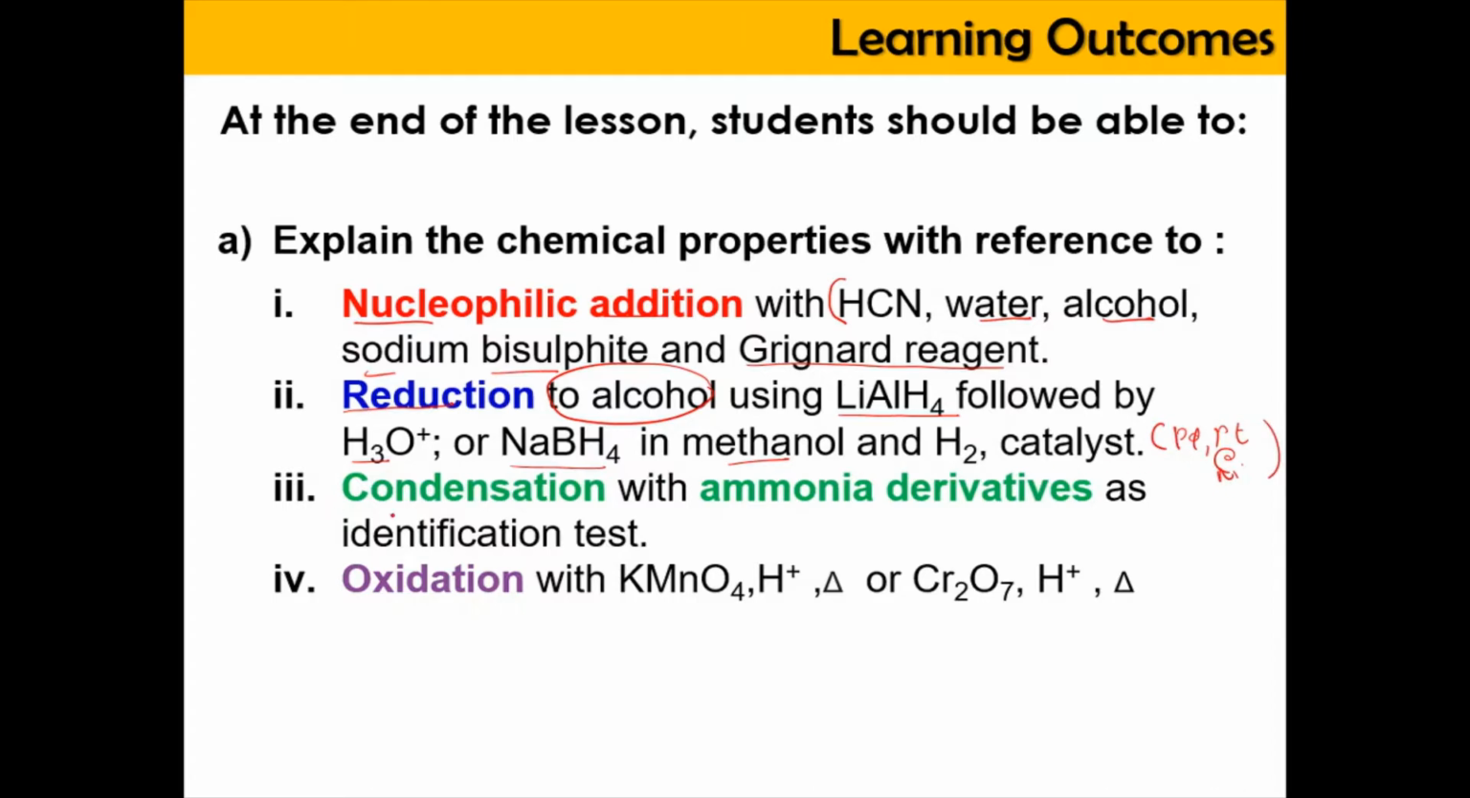Next, we're going to see the condensation reaction. So we're going to do that with the ammonia derivative, and this can also be done as the identification test. Last but not least, we're going to do the oxidation reaction using a strong oxidizing agent, which is KMnO4 at high temperature in acidic condition, or using chromic acid here. Okay, so without any further ado, let us start.